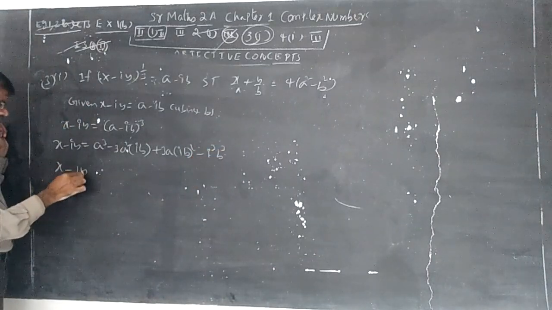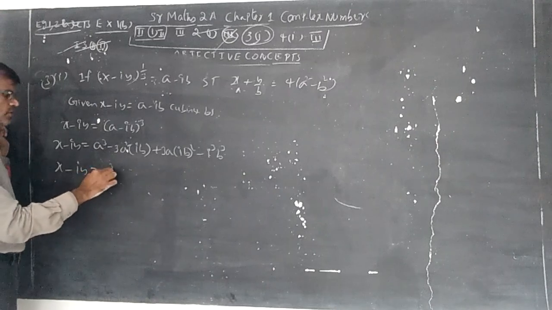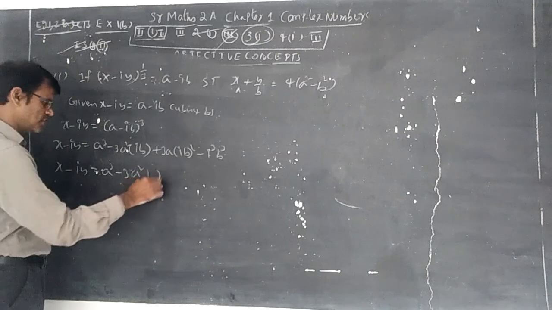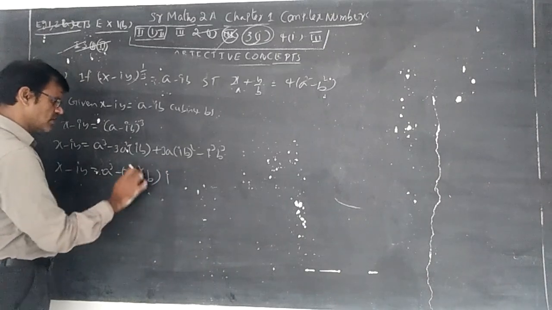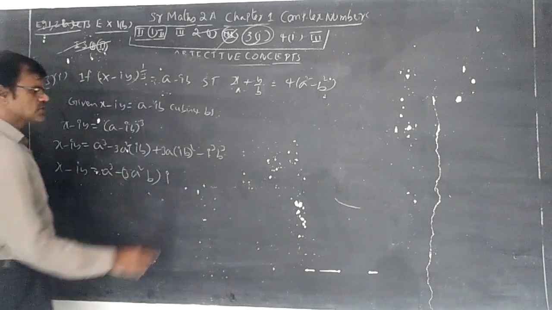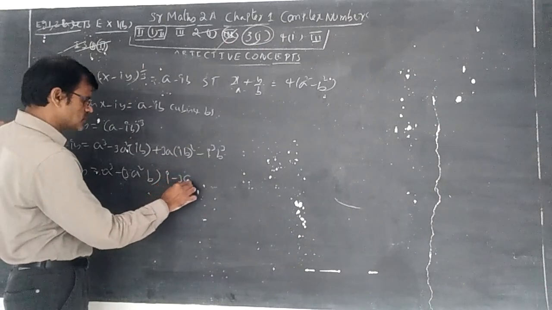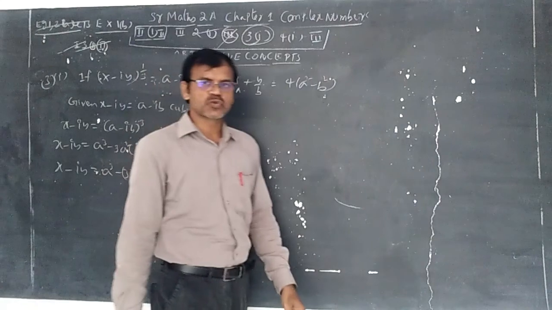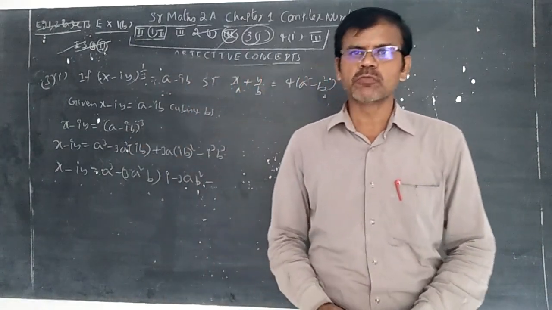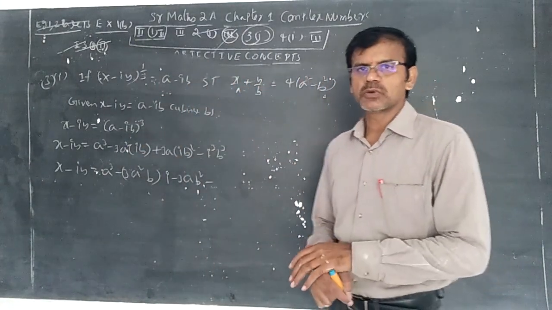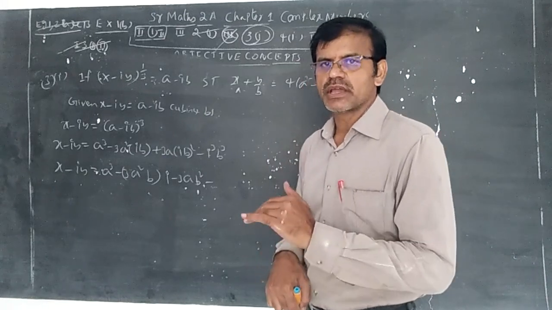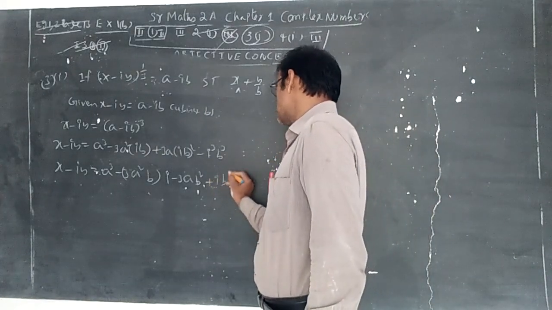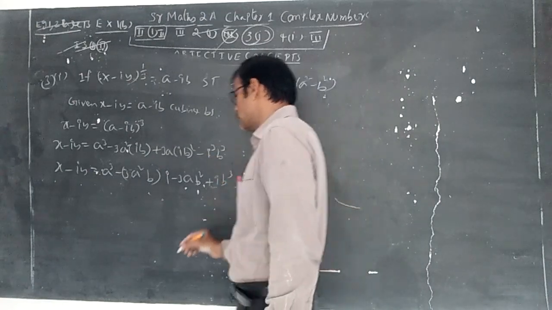So x minus iy is equal to a cube minus 3a square b into i. So this is the imaginary part. i square b square, i square means minus 1, so this is simply minus 3ab square. I square value is minus 1. I cube value is i square into i, so minus 1 into i is minus i. Already minus is there, so it becomes plus i b cube.